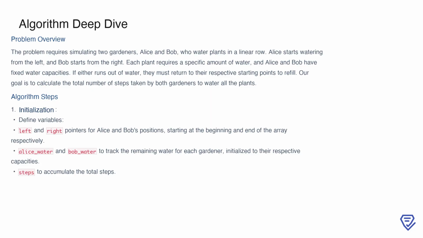To achieve this, we begin by initializing several key variables. First, we define two pointers, left to represent Alice's position at the start of the array, and right to represent Bob's position at the end. Next, we set up two variables, Alice_water and Bob_water, to track how much water each gardener has left, initializing them to their respective capacities. Lastly, we initialize a steps variable to accumulate the total steps taken throughout the process.